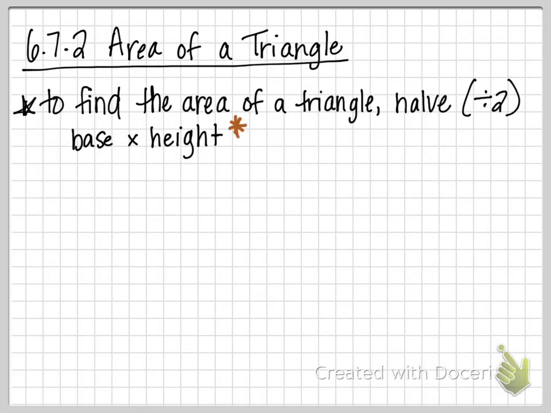So here's our little, based on our shape that we just drew, to find the area of a triangle, halve or divide by 2 the base times the height. If we took just the base times the height, we would get the area of a parallelogram, right? But if we take the base times the height and divide it by 2, it'll give us half that area of a parallelogram, which is a triangle.